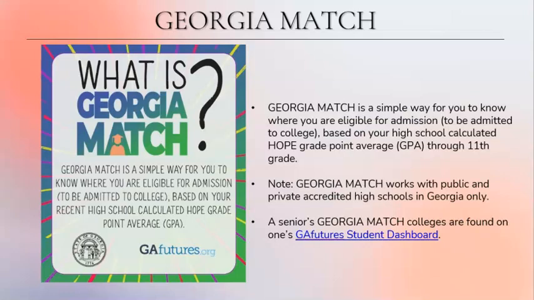With Georgia Match, again, you can see what colleges and universities in the state of Georgia you would be eligible for admission for. Now, how do you see what colleges? Simply go to your Georgia Futures student dashboard. That website is GAFutures.org. If you don't have an account, create one, folks. Creating an account is very, very simple. Simply go to the top, press create account, and follow the prompts and make sure that you list Sprayberry High School as your school of origin.